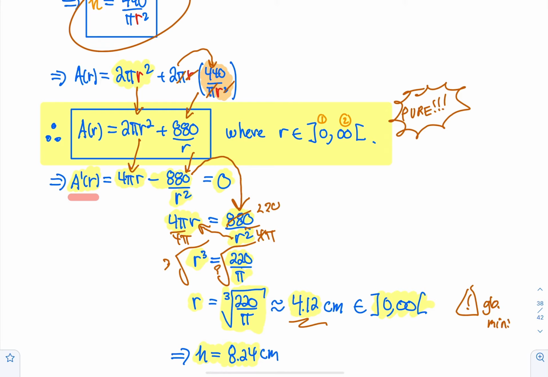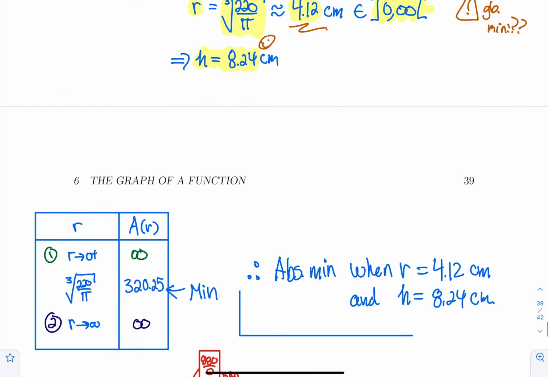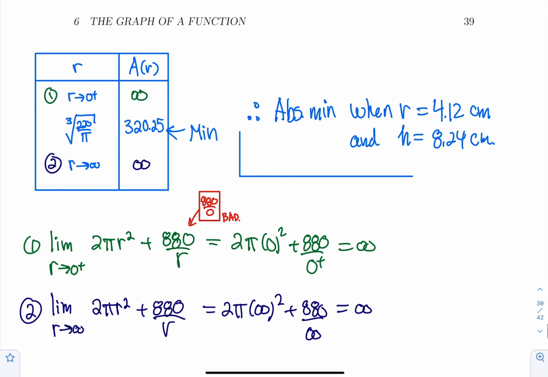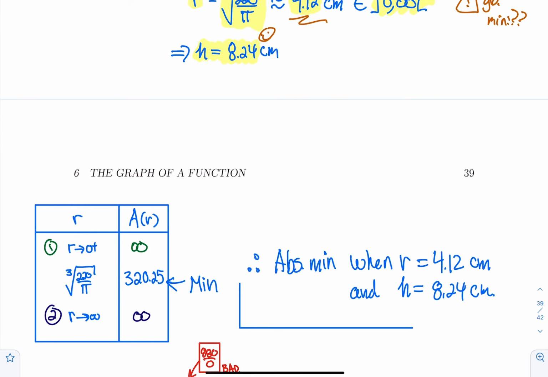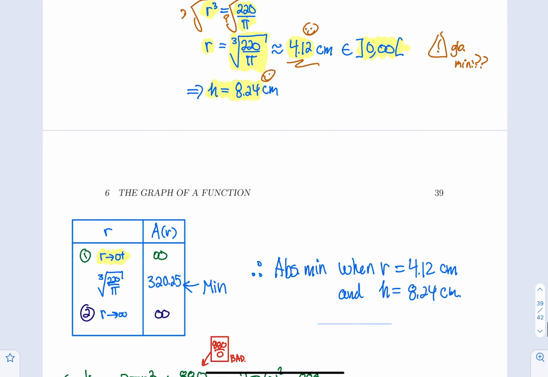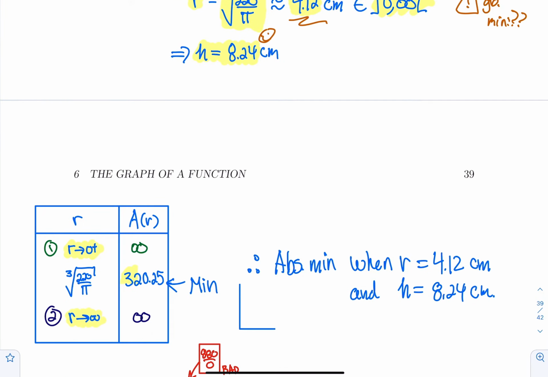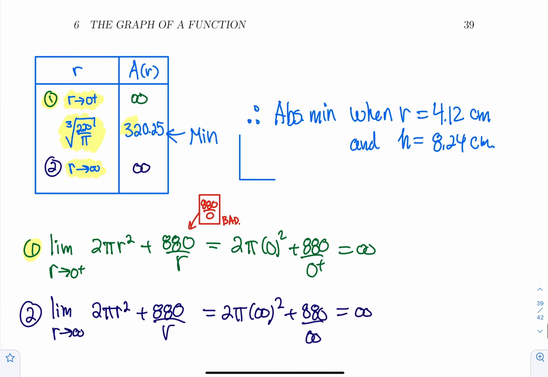So remember, this is part of the optimization problem. Even if that 4.12 and 8.24 will be the answer that we're looking for, you need to justify why it's a global minimum. So here, just using a table of outputs, we can conclude correctly that this will be the global minimum. Because my interval is open, I need a limit going to 0 plus, and I also need a limit going to infinity for the open endpoint, and I will also compute the output of the area at my critical point, 4.12.